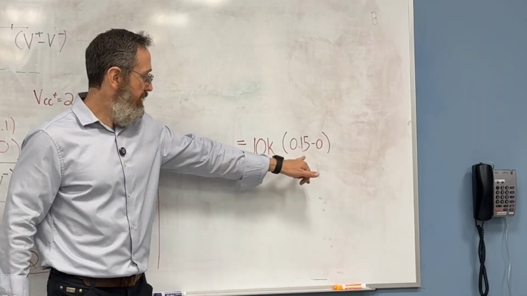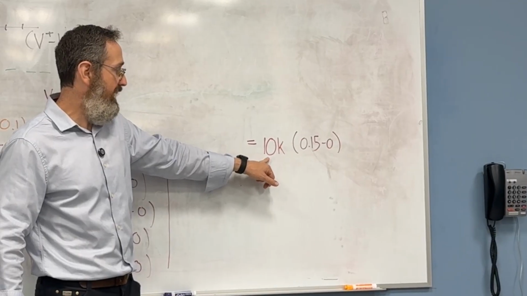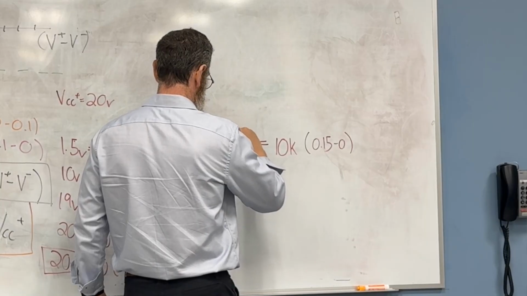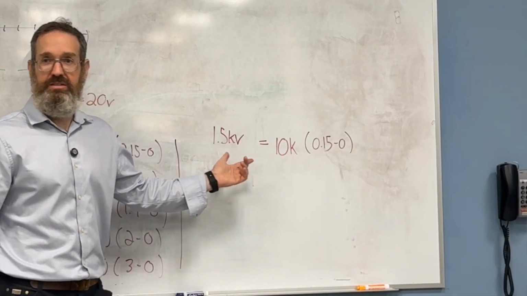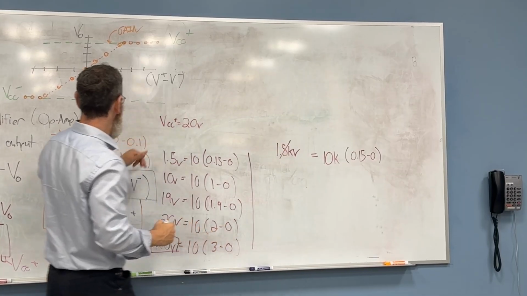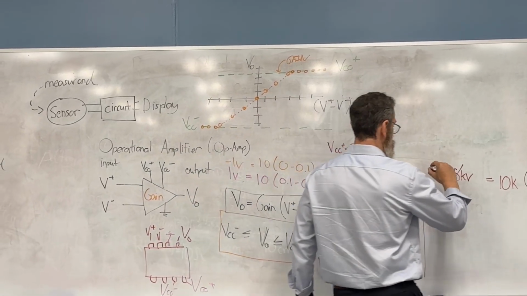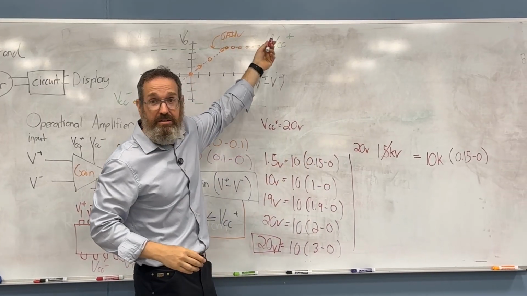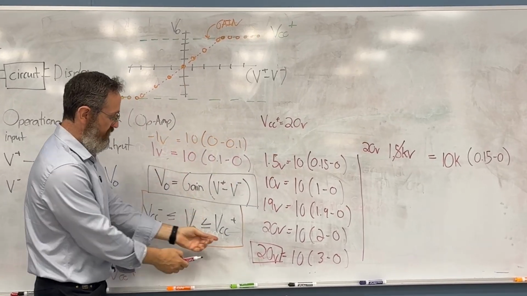Well, 0.15 times 10,000, right? You might be tempted to say, what would that be? 1.5 kilovolts, right? You might be tempted to say that, except you can't. You can't get this high. You can only get as high as VCC plus, right? So in fact, we're going to be at 20 volts. We're pinned, right? We didn't get there. It's not that these rules don't work. It's just that we're in this regime here.